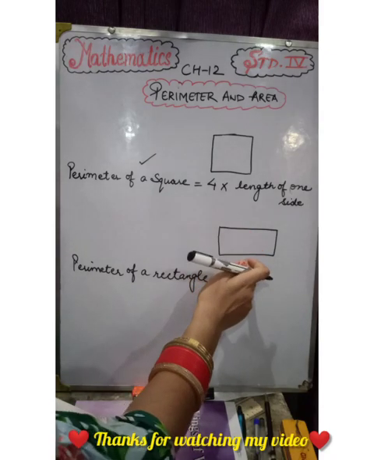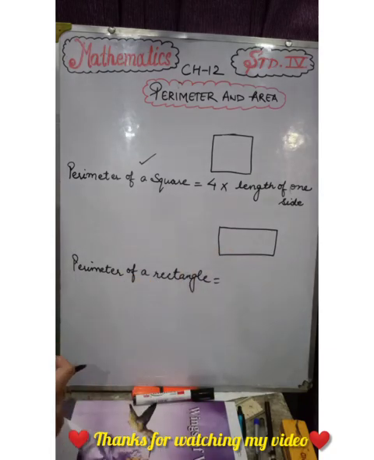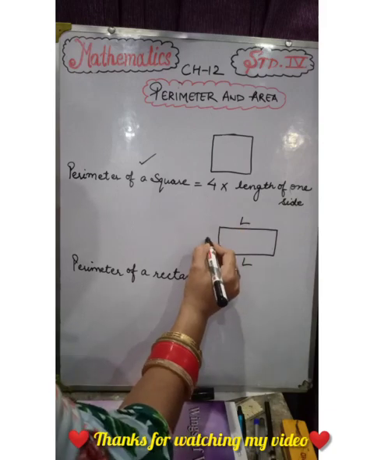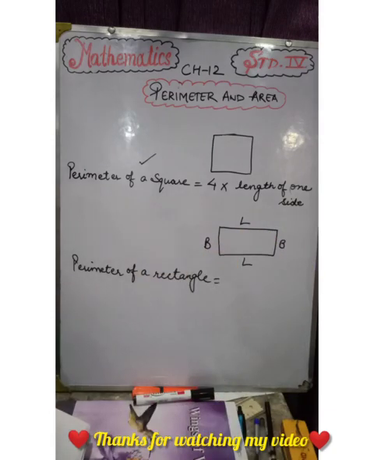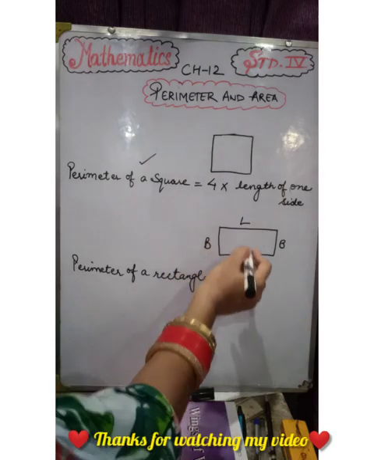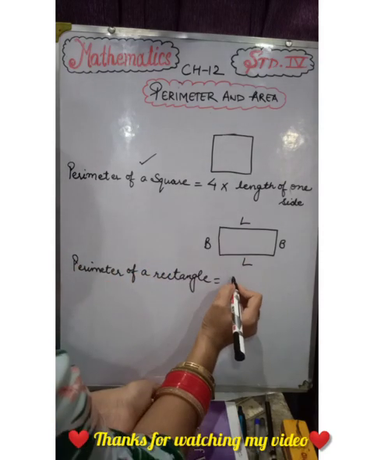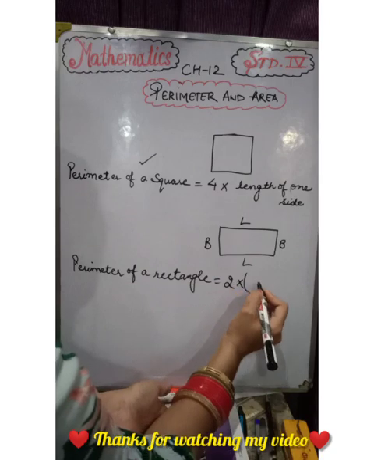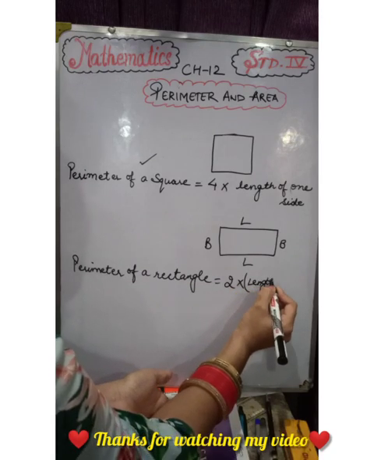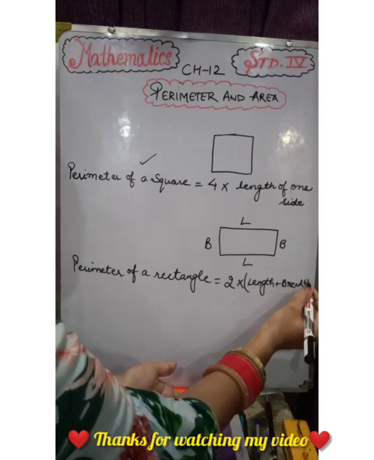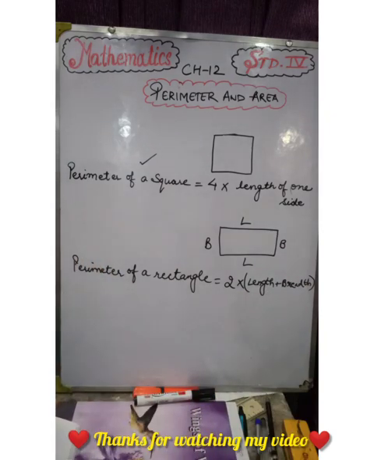These two sides are equal and these two sides are equal. Fine. So now how many sides do we have? 2, 2. This is length, this is length, this is breadth and this is breadth. You can see, so we have 2 lengths and 2 breadths. Fine. So we will take 2 common, multiply length plus breadth. 2 multiply length plus breadth. So this is the formula for perimeter of a rectangle.